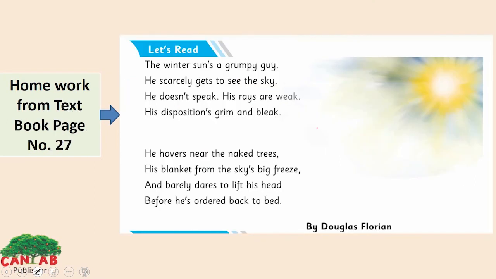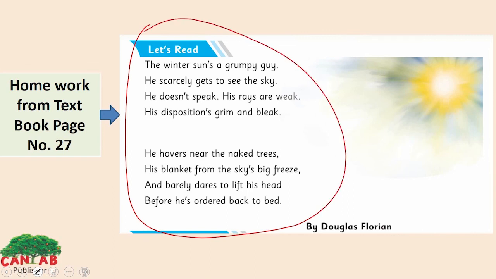This is your homework from the textbook, page number 27. We have a page of unit number 3 here, the poem about winter. You have to identify all the personal subject and object pronouns in this. You have to underline them. Let's see how many you can find.